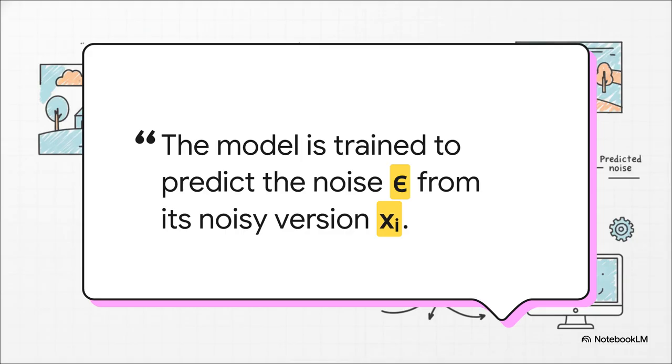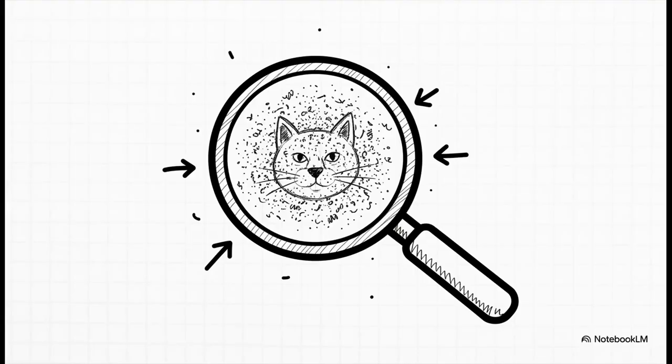The AI isn't asked to guess the final, clean image right from the beginning. That would be incredibly difficult. Instead, it's given a much simpler job. At any given step, just look at the messy image and predict only the noise that was just added. That's it. That's the entire task. And that one simple task is the key to everything.